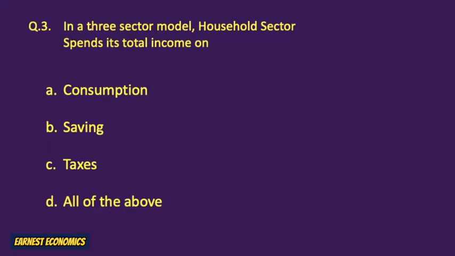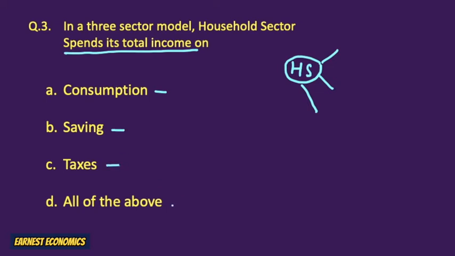Therefore our answer in this case is all of the above, that is, the D option is the right option. Our third question is, in a three sector model, household sector spends its total income on. Now, household sector receives its income, which we discussed a little while ago. And what are the outlays for this household sector income? Where does the income that the household sector receives go? That is the question. Our first option is consumption, second option is saving, third option is taxes, and the fourth option is all of the above.